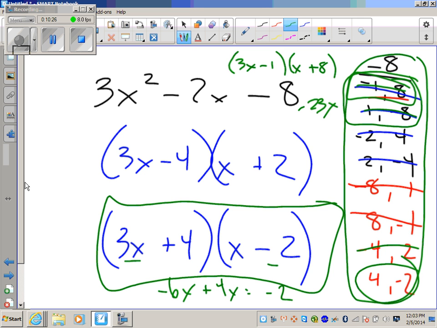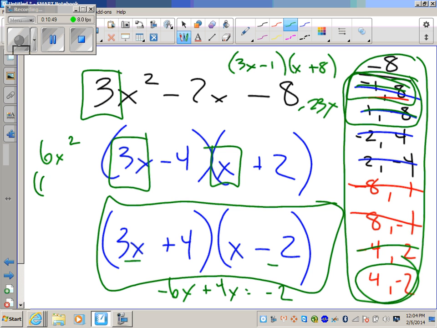Okay. Where it gets really tricky is when this number isn't what? Isn't prime. Because right now, your only choices are 3x and x. Once it becomes like 6x squared, then you could use 6x and x, or 3x and 2x.